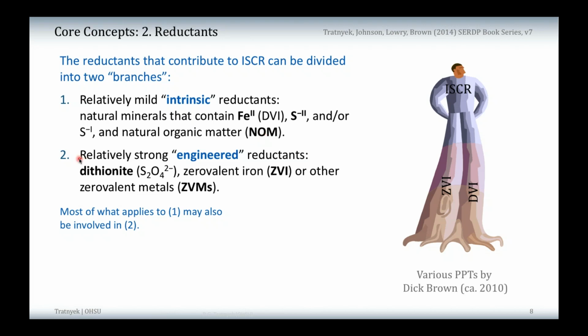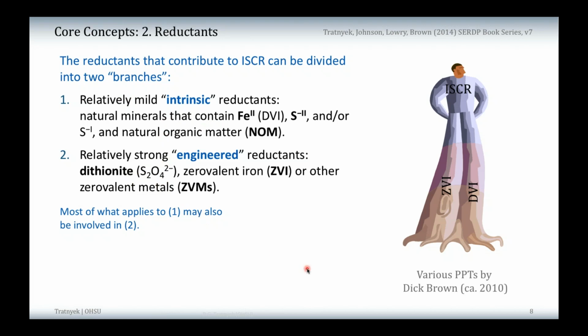In addition to that, we have the relatively strong engineered reductants, and dithionite is certainly an example that you should all be familiar with. Zero-valent iron is the one that everybody's familiar with, and there are other zero-valent metals like zinc that occasionally can be of interest. I would point out that most of what applies to the first branch also applies to the second, so there's some overlap and some blurring between the lines.